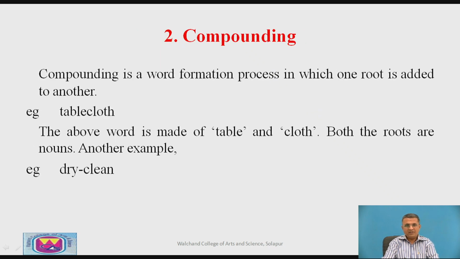We come to compounding. Compounding is a word formation process in which one root is added to another. For example, tablecloth. The above word is made of table and cloth. Both the roots are nouns. Another example of compounding can be dry clean. Now in this word we see dry, the first element, which happens to be an adjective, and the second is clean, which is a verb.